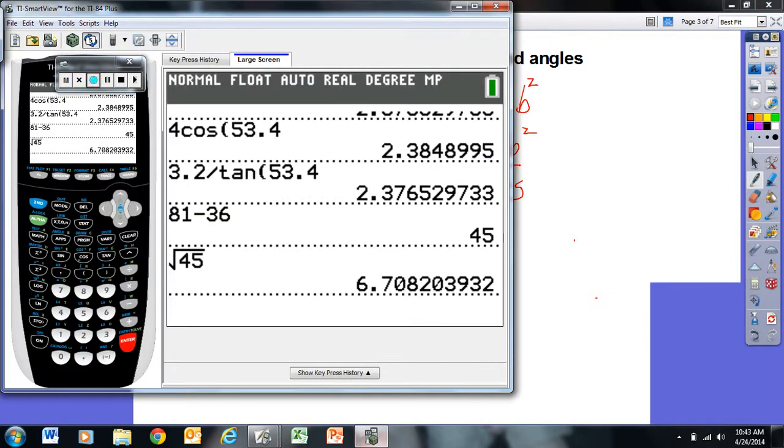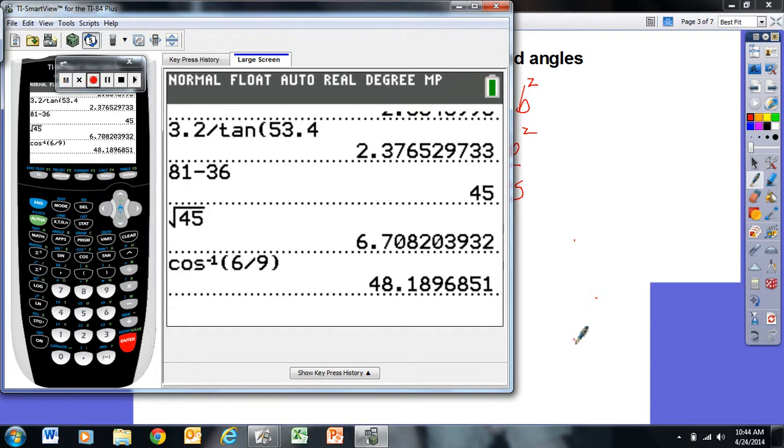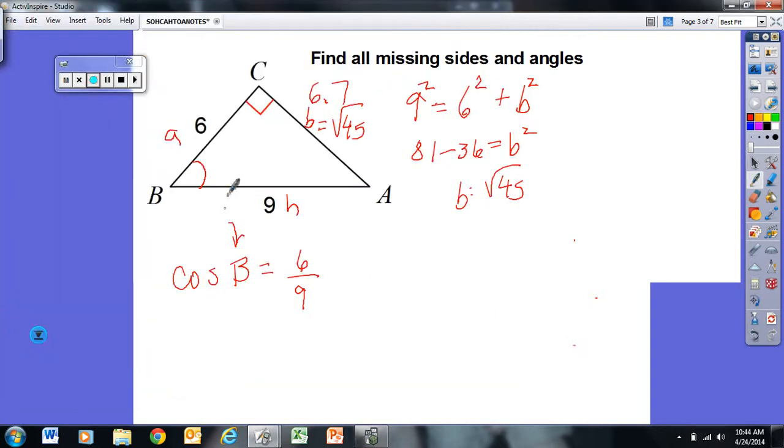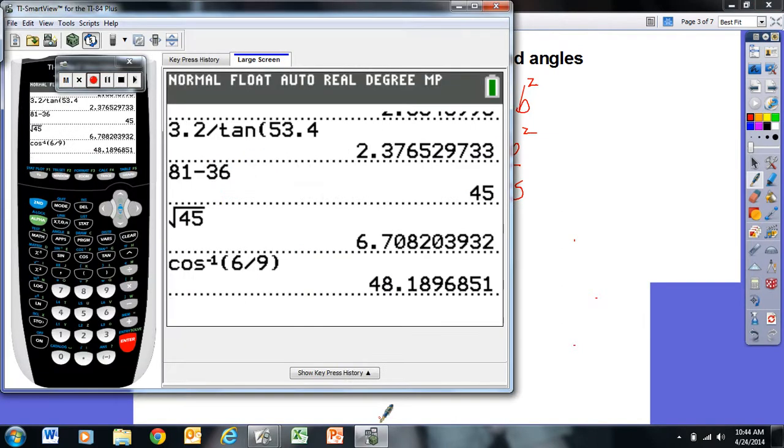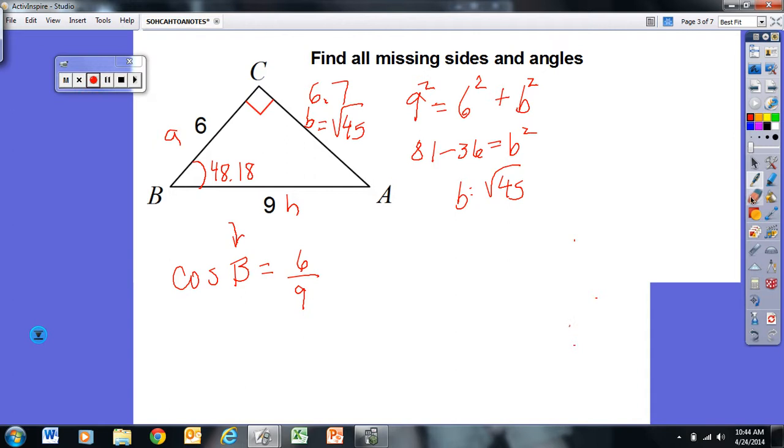So to do that, see this blue cosine -1? When you push second cosine, you're saying, calculator, please tell me what angle has a cosine of, and then whatever you put in the parentheses is what the cosine is. So in this case it would be 6 divided by 9. So that angle is 48.18. See if I rounded right. Oh, 19. I always forget to look.